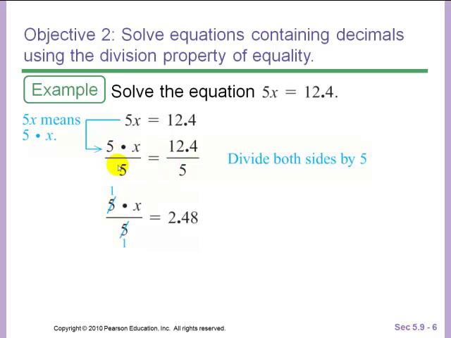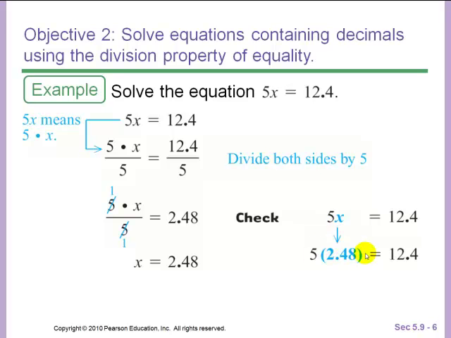On the left, the 5 divided by 5 cancels out and gives you 1. On the right, 12.4 divided by 5 gives you 2.48. Do any necessary long division on the side of your paper so it does not interfere with your algebra. Our final answer then is x equals 2.48. Again, you can check it by plugging it back into the original equation. 5 times 2.48 equals 12.4. But your actual answer is that x equals 2.48.